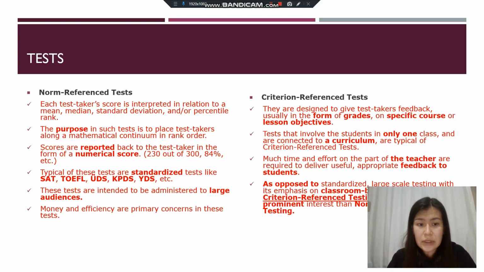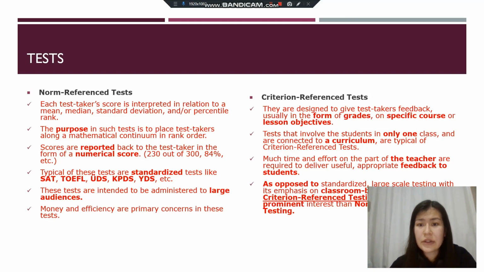For example, SAT, TOEFL, standardized tests are examples of norm-referenced tests. These tests are intended to be administered to large audiences, and money and efficiency are primary concerns in these tests.